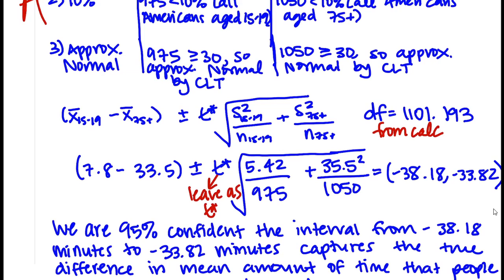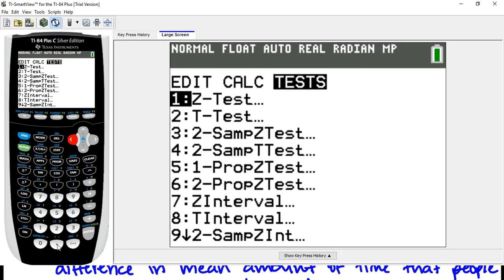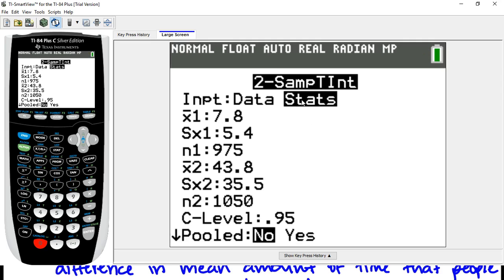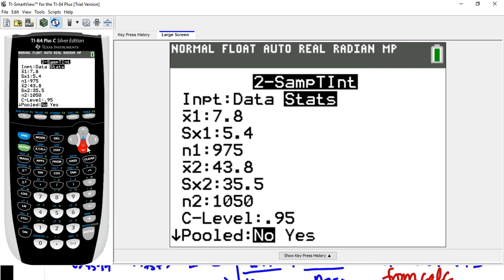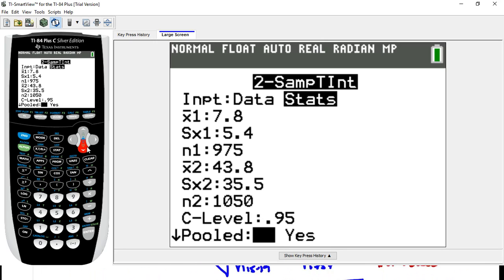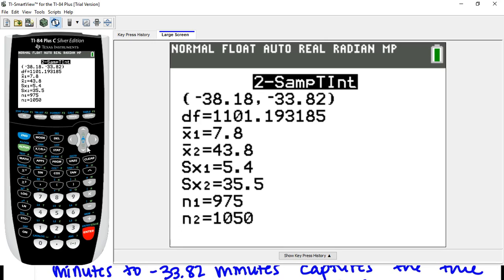Now we could find it if we want to, so I'll show you. Here's what I did in my calculator, by the way. Stat, tests, two-sample t interval, which is this letter 0. We did not have data in our list. We had stats provided in the problem, and I made my age group 1 be the 15 to 19. There's their information, and 75 plus, their information. 95% was 0.95. It's usually that. And then leave it no pooled to calculate. And that's where I got this interval and the DF.